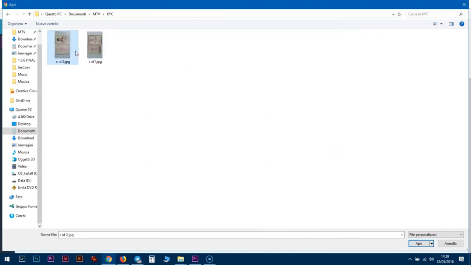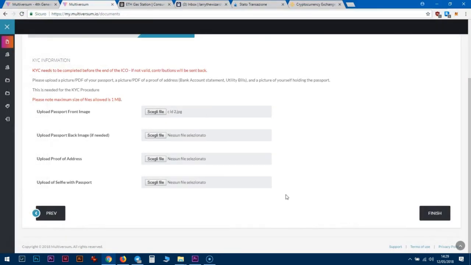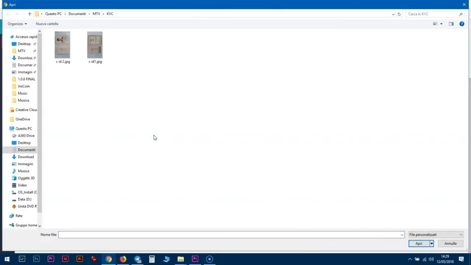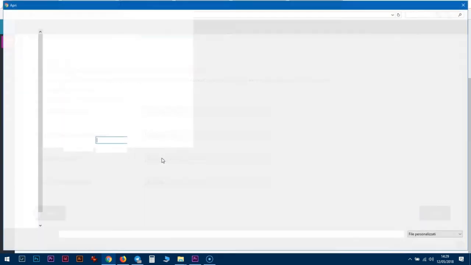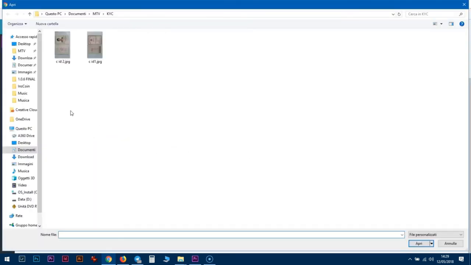and you are done. You have to complete this before ICO ends, otherwise you will lose the fees of your transactions even if you get your money back. And okay, I think the tutorial is over for the moment.